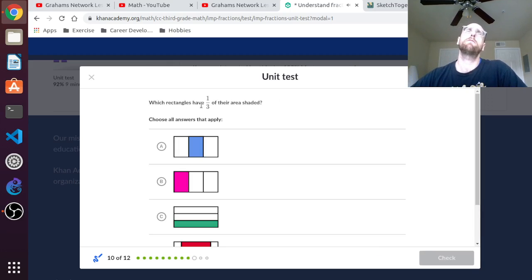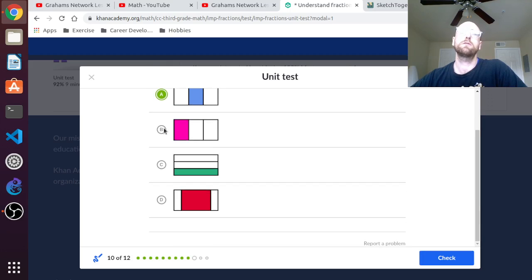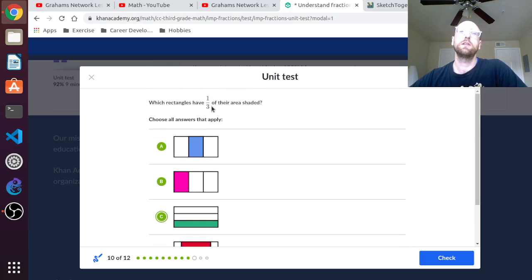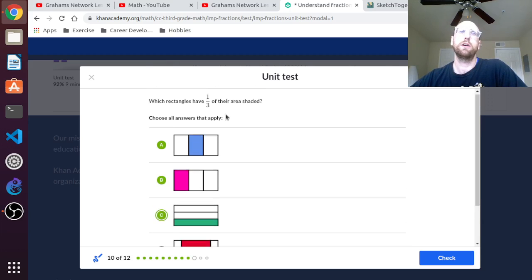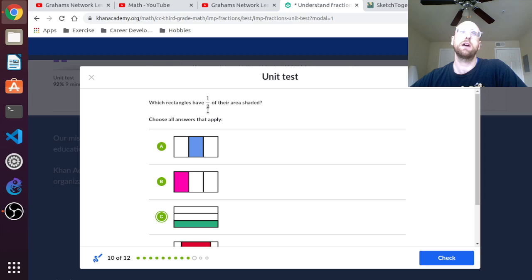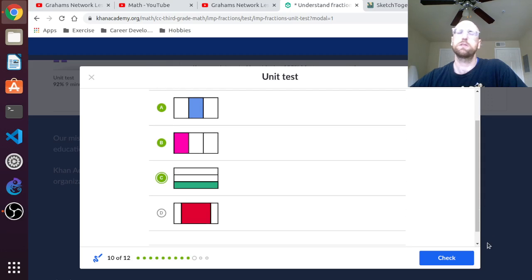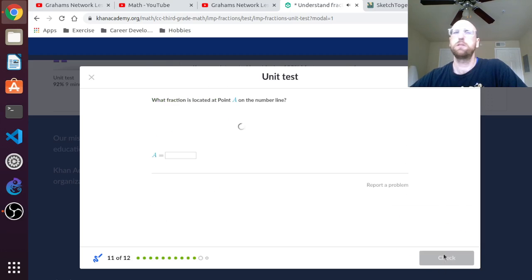Which rectangles have 1/3 of their area shaded? So that counts, that counts, that counts. But this does not count because even though it is split into 3 parts, the parts do not appear to be equal parts. So that is not what this number means. It means equal parts, so this is not a correct answer.